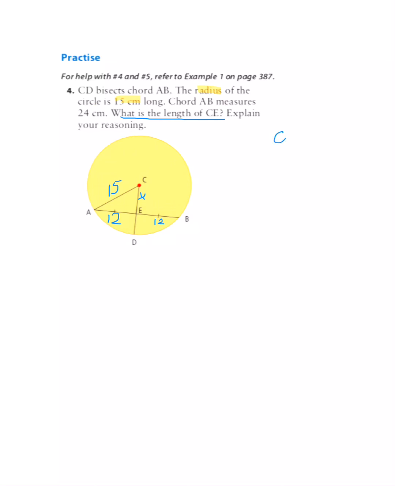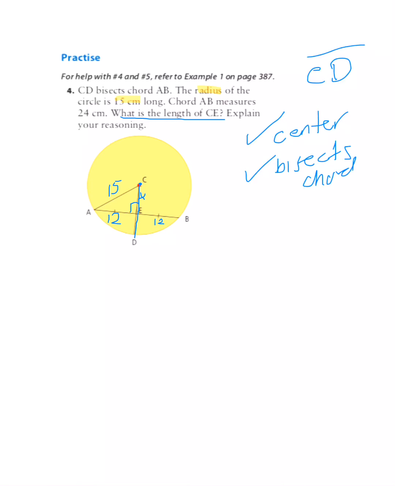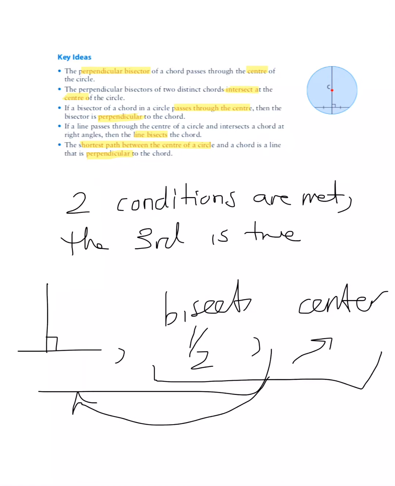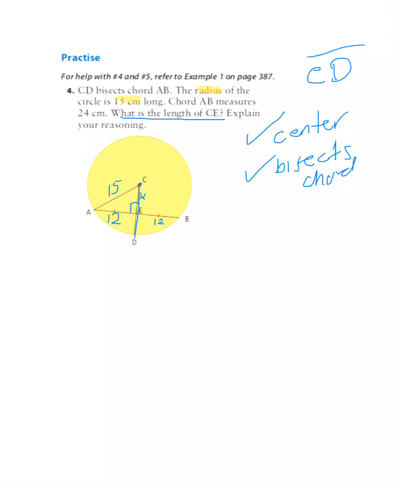So it goes through the center, right? Check. And it bisects the chord AB. So the line CD is the one I'm talking about. It goes through the center of the circle and it cuts that chord directly in half. Therefore, it's a perpendicular bisector. Okay, that's what I was talking about in the last slide. So it went through the center of the circle, it bisected the chord, therefore it's perpendicular. Okay, and when it's perpendicular, then we can easily use Pythagorean.